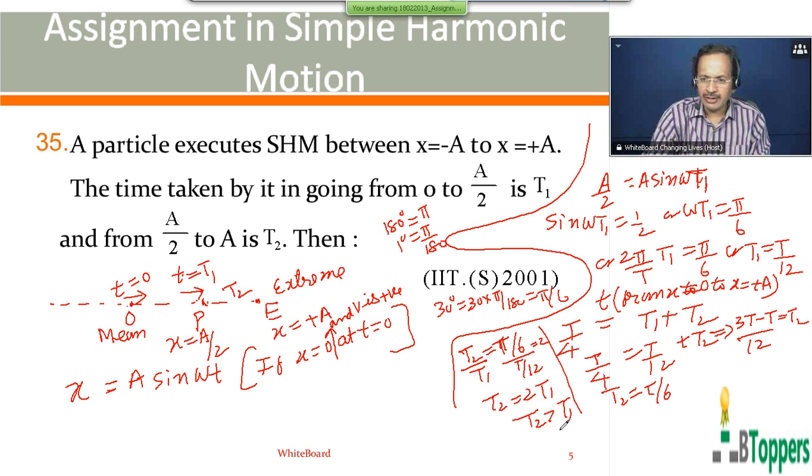If you want to copy down the solution of the problem, you can take a pause and copy it down. This question was originally given in the IIT screening test in 2001.